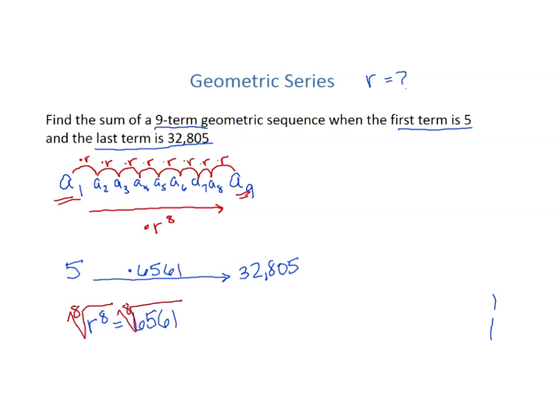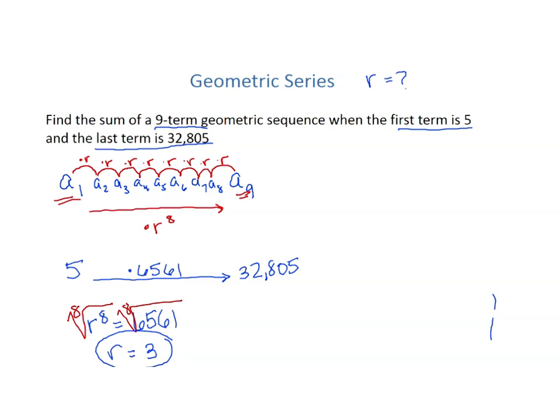The last step to finding r, then, is to do the inverse operation, which would be to take the 8th root of 6,561. All right, so I'm going to do that next. I'm doing that on my calculator. I'm going to take the 8th root, and I got 3. So now I have that r is 3. And that's what I needed in order to be able to use my formula.